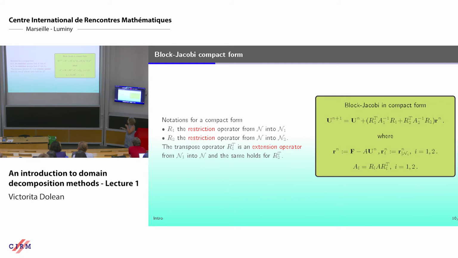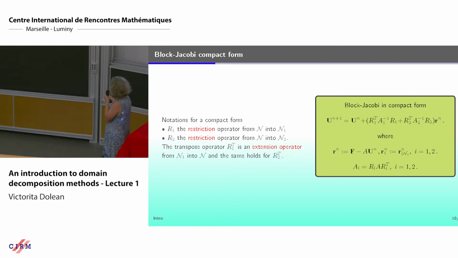So if I use the restriction and extension operators, the block Jacobi algorithm can be written in a compact form. This is quite easy to check. I won't do the computation again. So u^(n+1) is equal to u^n plus R1 transpose A1^(-1) R1, and the same for R2, applied to the residual vector. Okay, so now what are A1 and A2?